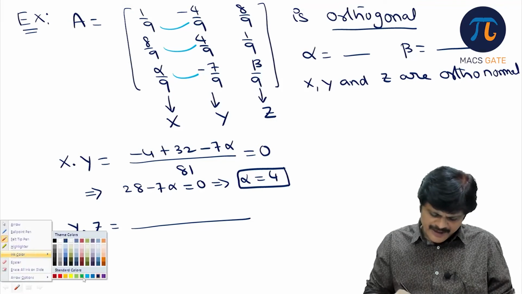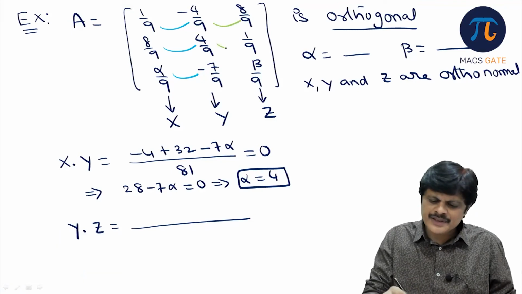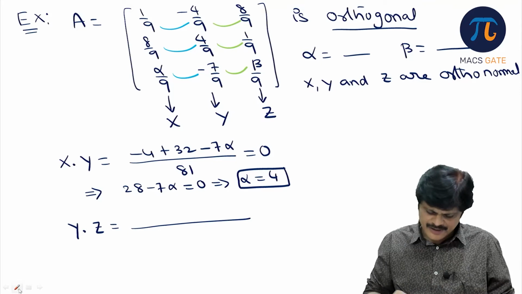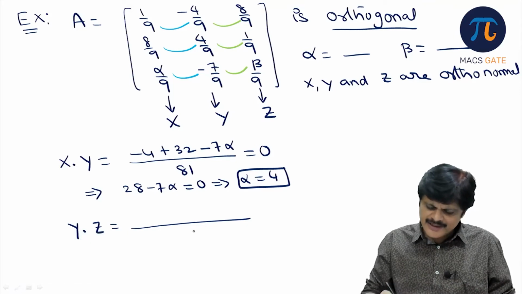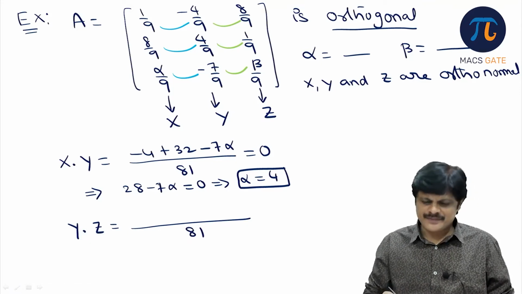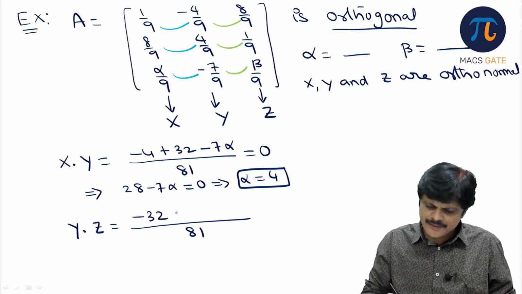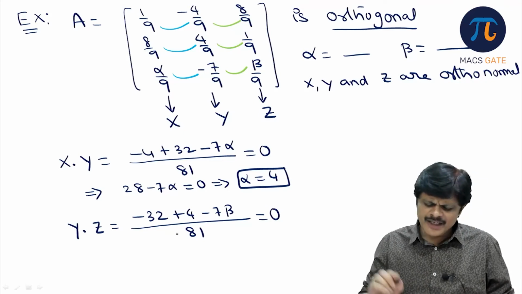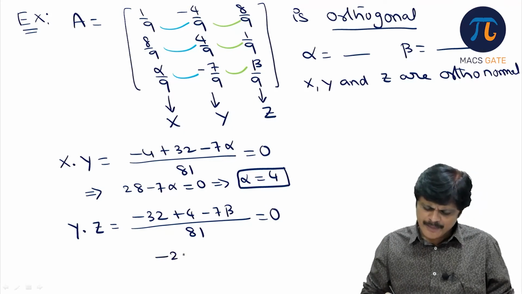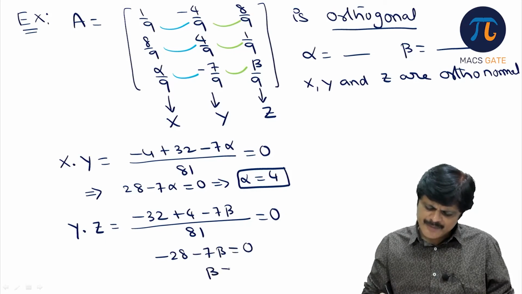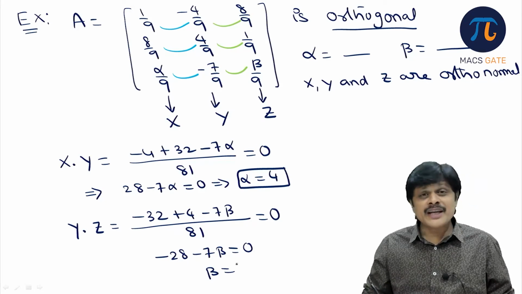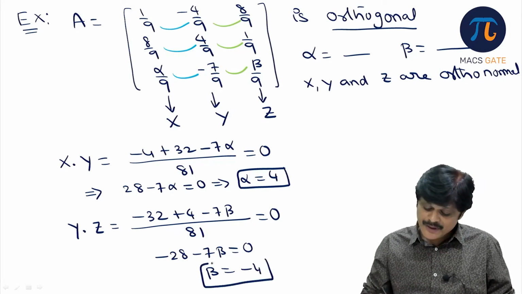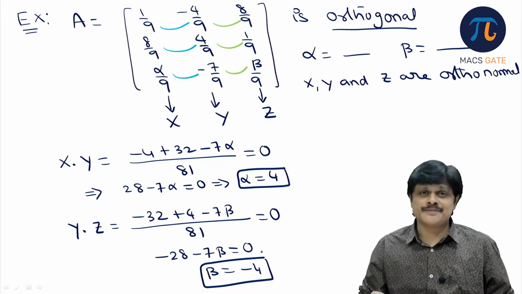Again you have to multiply these two. This into this, this into this, this into this. So the denominator is 81. Numerator: minus 32 plus 4 minus 7 beta, that must be 0. 81 into 0 is 0. So you get minus 28 minus 7 beta is 0. That means beta is 28 by minus 7, that is minus 4. And you got the answer within no time.